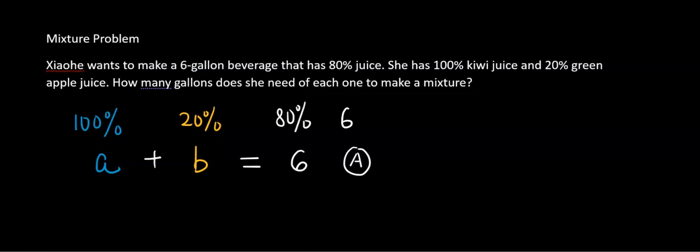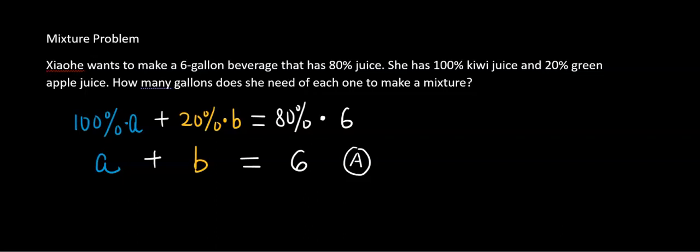We're gonna say 100% of kiwi is how many gallons? So 100% of A. 20% of green apple, of is multiplication. When we put it together, we create a new juice that is 80% of 6 gallons. All right, so that's our equation B.